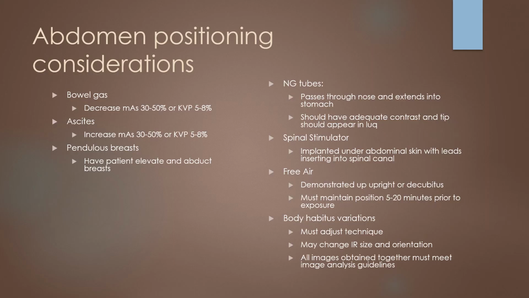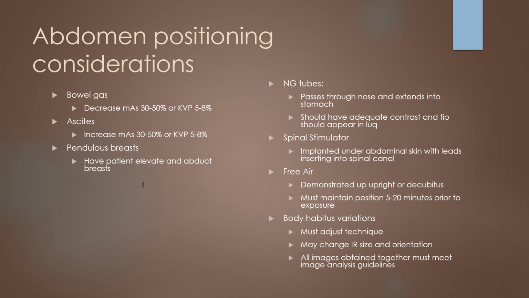Okay, so things we already talked about: bowel gas. If we have a patient that looks pregnant because they have so much distension from bowel gas, then we're going to want to decrease our mAs or our kVp. If we have a patient with ascites, that is fluid, and fluid is going to attenuate more than soft tissue. So with ascites, we're going to increase our mAs or our kVp. If we have a patient with pendulous breasts, we're going to ask them to get those breasts out of the way. So have them pull them up and out and make sure that they are not in the abdominal field if at all possible.